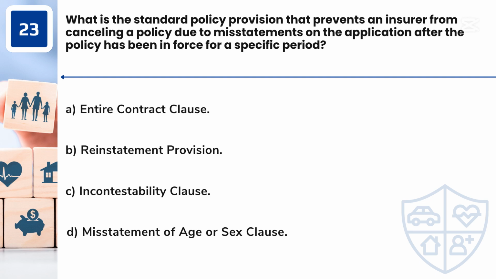Question 23. What is the standard policy provision that prevents an insurer from canceling a policy due to misstatements on the application after the policy has been in force for a specific period? A. Entire contract clause. B. Reinstatement provision. C. Incontestability clause. D. Misstatement of age or sex clause.